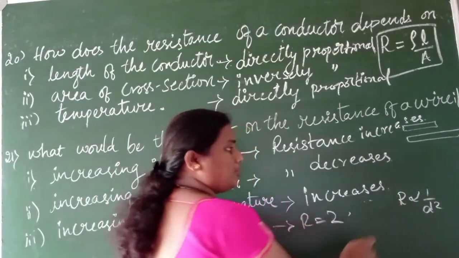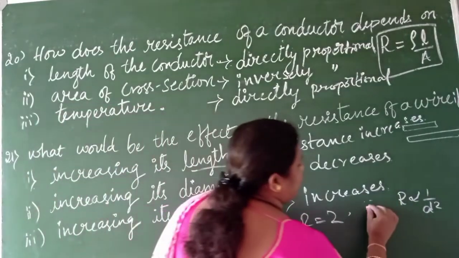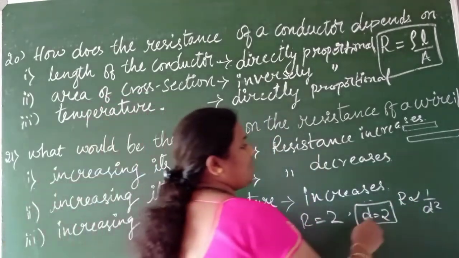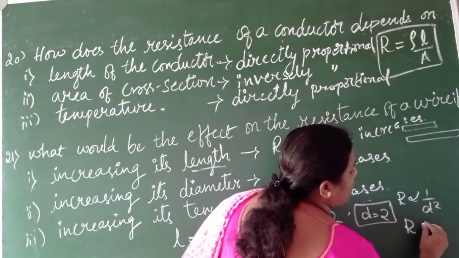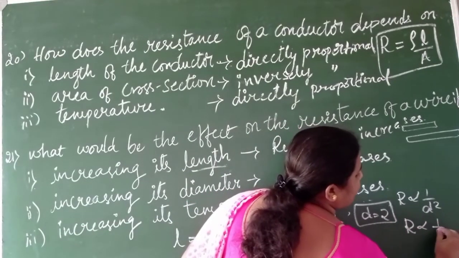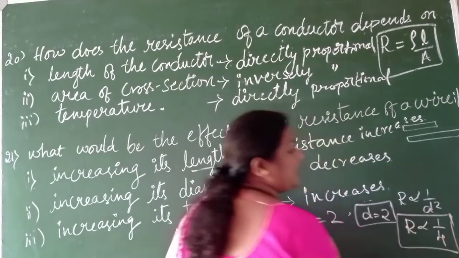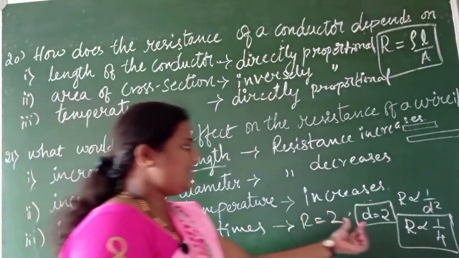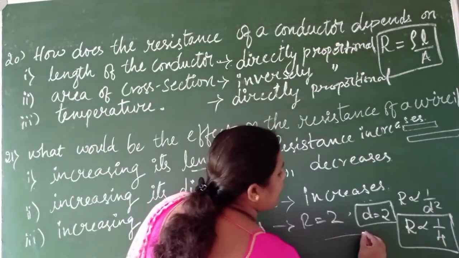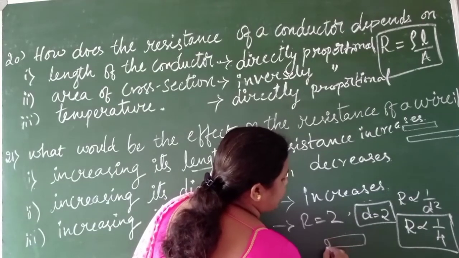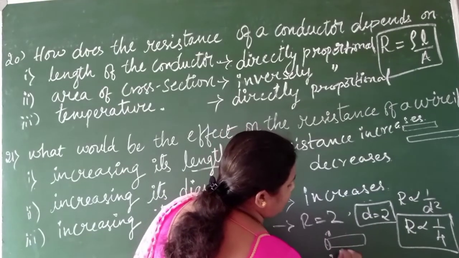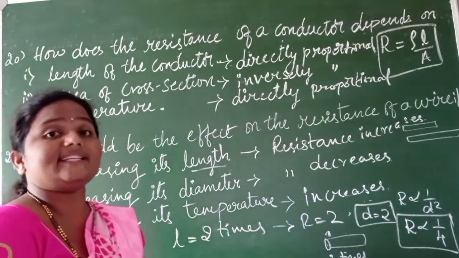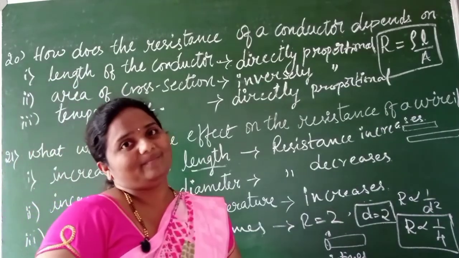So R is inversely proportional to diameter square. Suppose the diameter gets doubled, imagine that D has become 2 times, twice. Then the resistance will become how many times? That is 1/4 time. Means it has decreased to 1/4 time. If the diameter of the wire, imagine that this is a wire, has increased by 2 times, then its resistance will decrease to 1/4 time, isn't it, children?